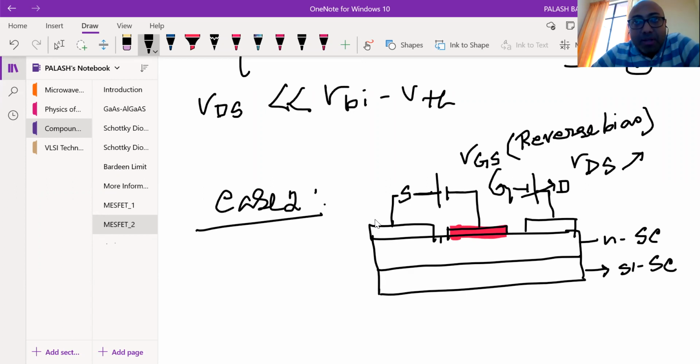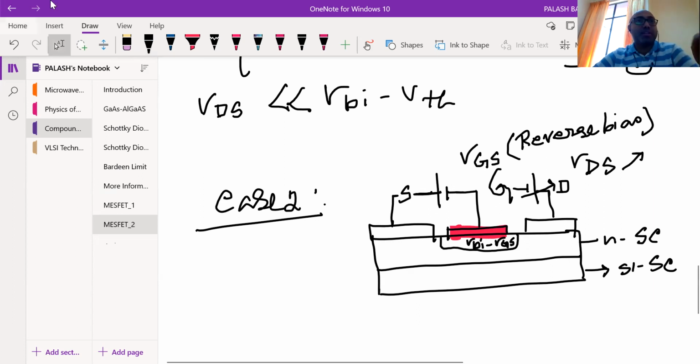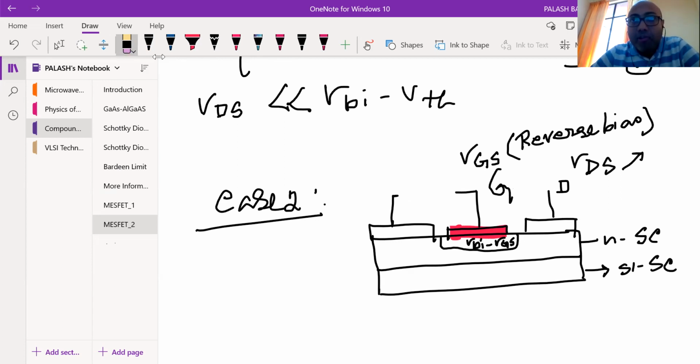Okay, let us see. This is actually nothing but VBI minus VGS. You write VBI minus VGS, correct? And now this portion, what would be the biasing condition over here? This is a little bit confusing, so let me draw it. Okay, so you are applying drain to source voltage. So definitely, with respect to the source, the drain is actually positive.